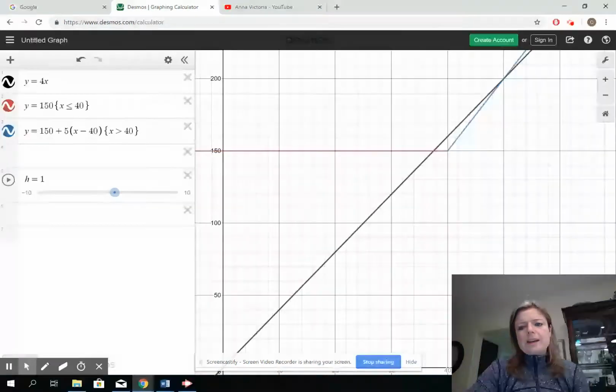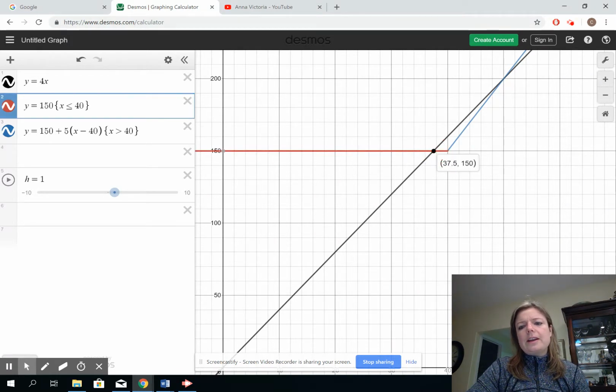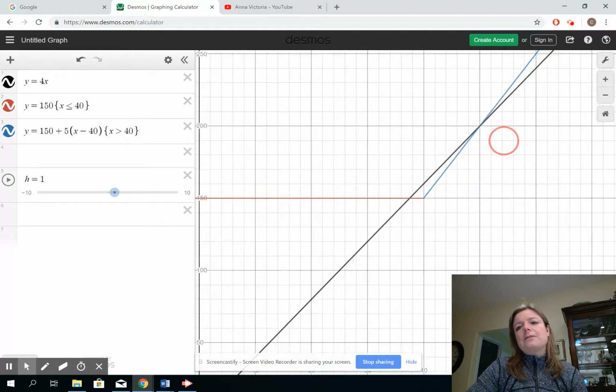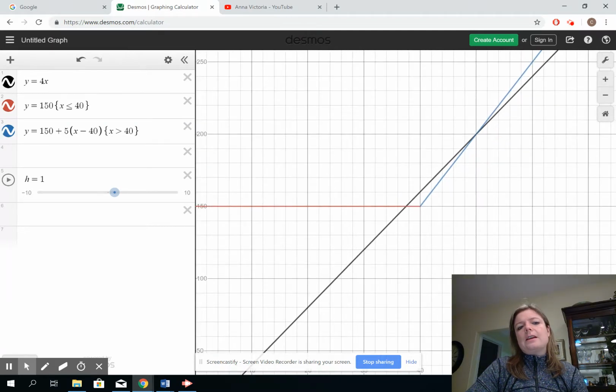So you can see that here's the point of intersection, and you can click on it, and it will tell you that at 37.5 hours, it's $150 for both. So for less than 37.5 hours, this black line, Sylvia, is the least expensive. Then in this section, until we meet this point of intersection at 50, toddler time is cheaper. So if I need daycare between 37.5 and 50 hours, I would choose toddler time. But again, if I go past 50 hours, then Sylvia's daycare becomes cheaper again.